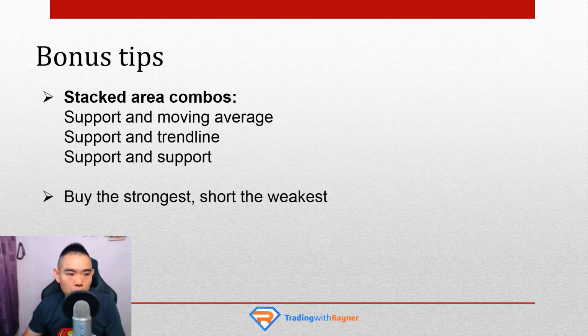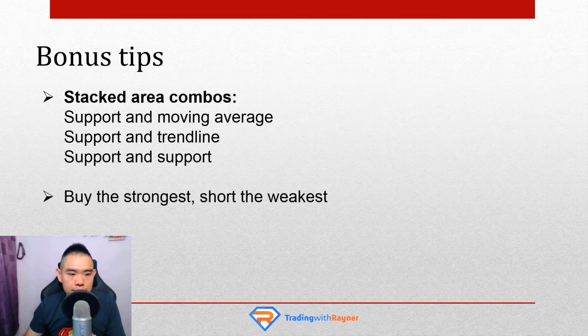Or it could be support on top of support, meaning let's say it came into a trading time frame area of support, and that area of support happens to be a higher time frame area of support as well. That could work as well. So these are certain combos that personally I like to trade off, whether it's support and moving average, support and trend line, etc.